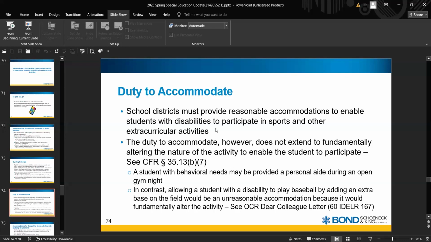Okay. Now, again, we talked about on the flip side, we don't want to alter the activity. So if it's open gym night and you can give a personal aide to hang out with the student, help the student, assist the student through the process, that's fine. On the other hand, there was an OCR decision, and I think this was advisory, where the parents of a student with a disability asked to add an extra base on the field where the student could stay. And that's fundamentally altering the activity. So there is a point where you have to say no, you don't want to alter the activity, even if it's an open gym night, even if it's wiffle ball night. It's how do we get them to participate in that one activity?